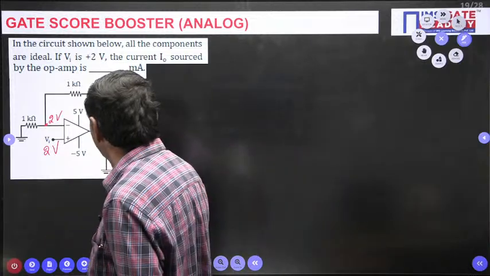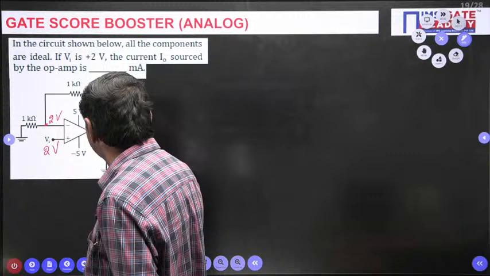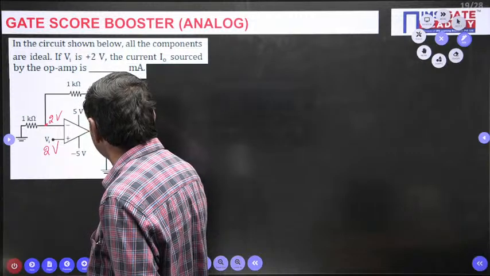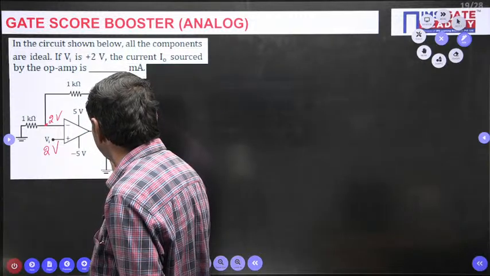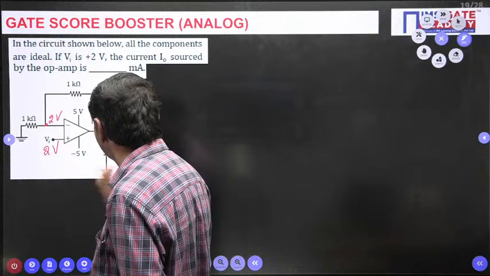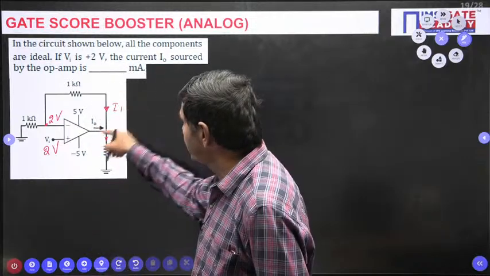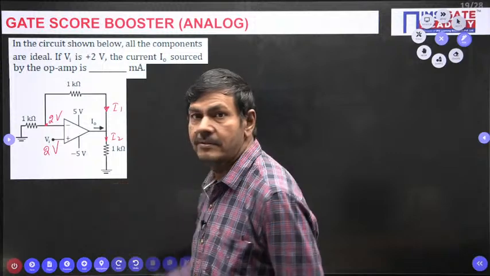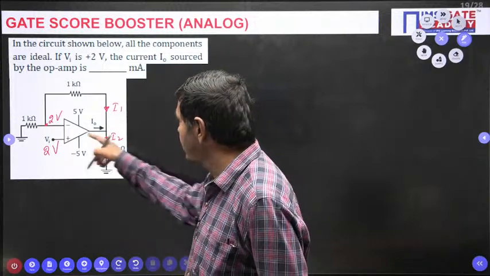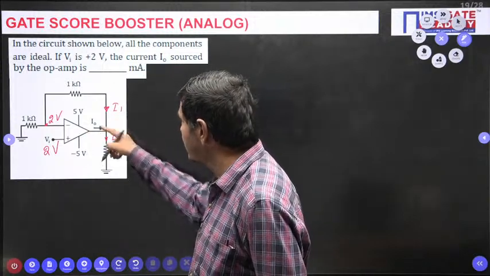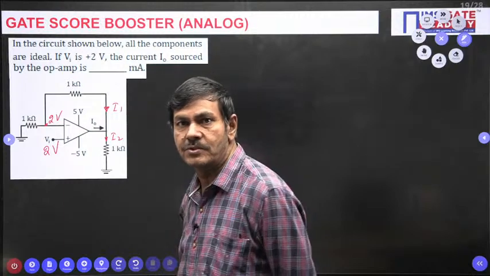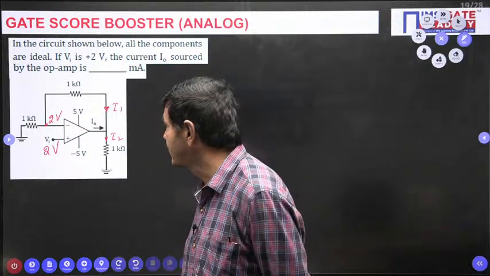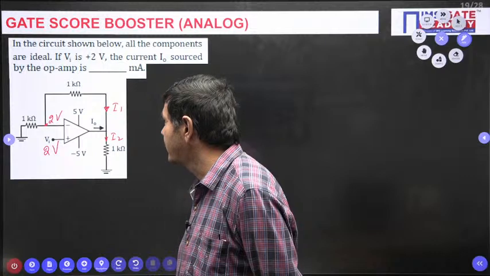Some current is going to flow this side. I wish to take that as I1. This current I want to take as I2, for example. I1 plus I0 equals I2 only here. So I1 plus I0 is nothing but I2. Then you can determine I0 here.